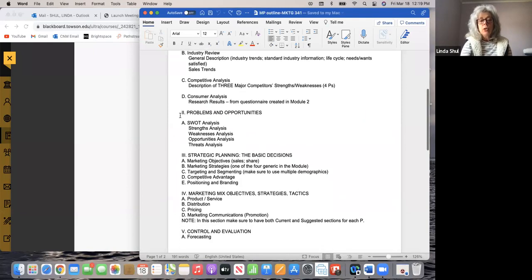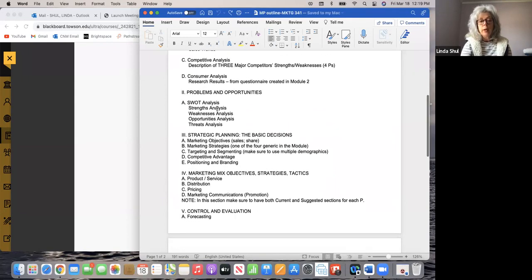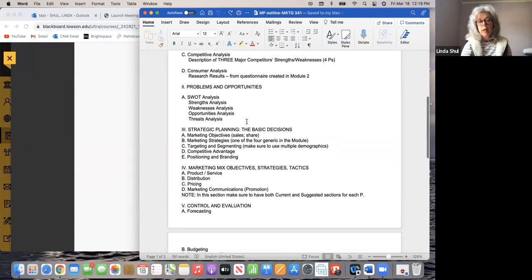All right, now we're in part 2, problems and opportunities. So this is the SWOT analysis. We've done some of these. You guys have looked at strengths and weaknesses. We did that in the first couple of weeks. So your client told you what their strengths and weaknesses are. Now you have to identify opportunities and threats.